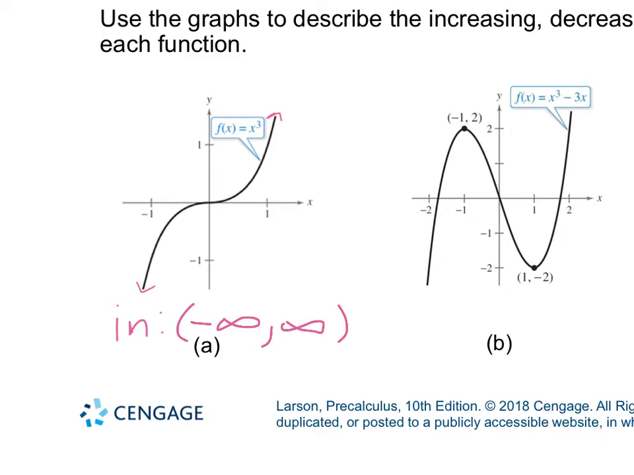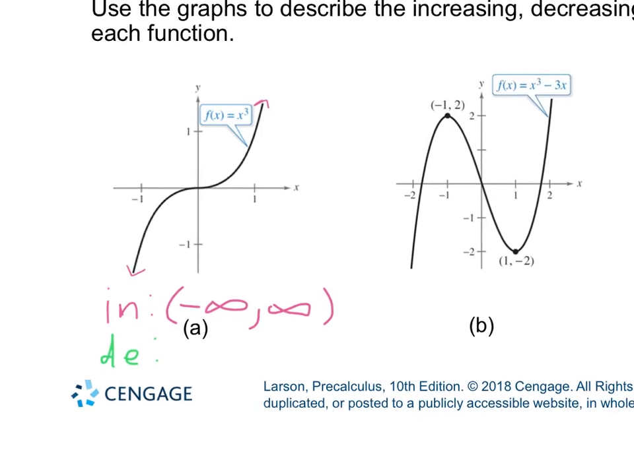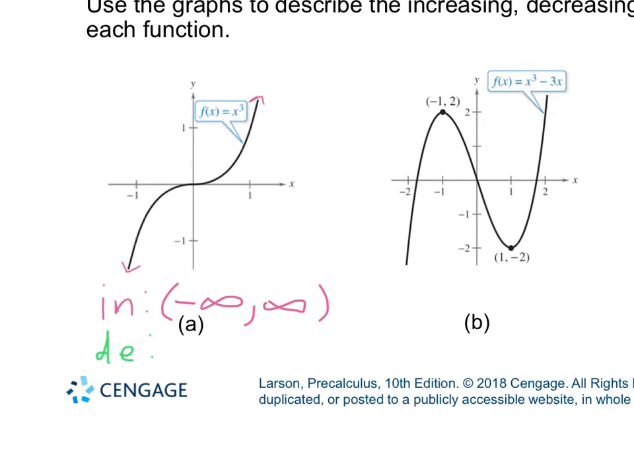What would our interval of decreasing be? Does our graph decrease at all? Oh yeah, right. Oh wait, no, it doesn't. No, it doesn't. So we don't have an interval of decreasing. So it just doesn't decrease, so we don't need to put anything.